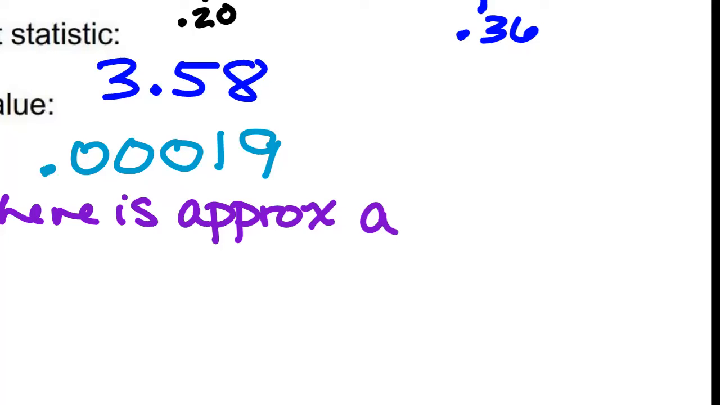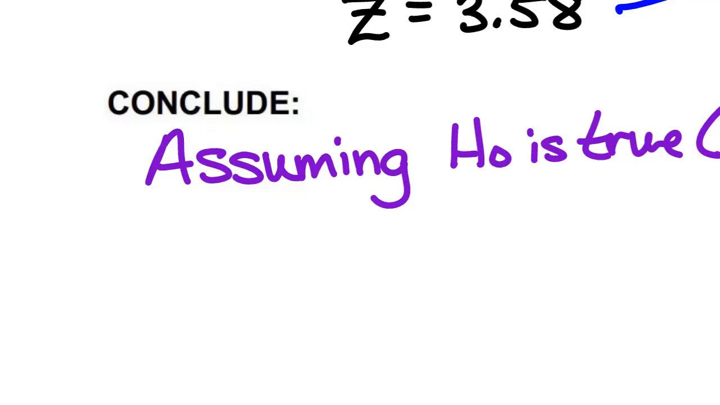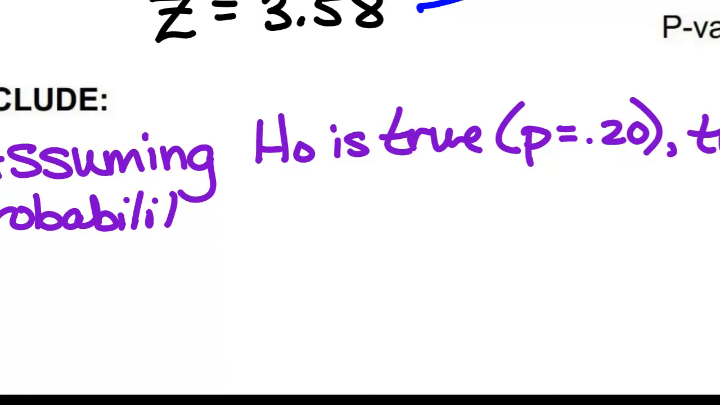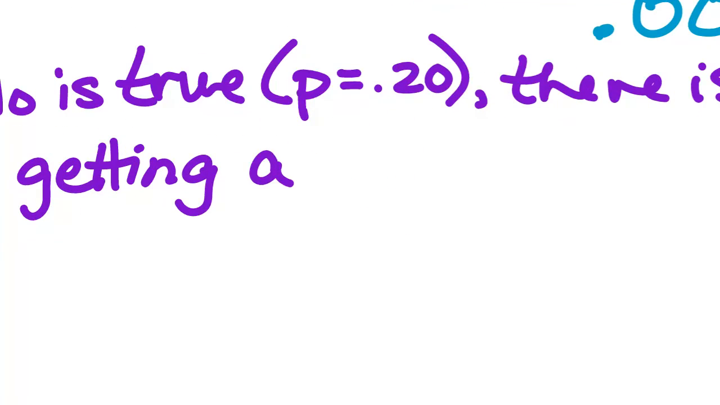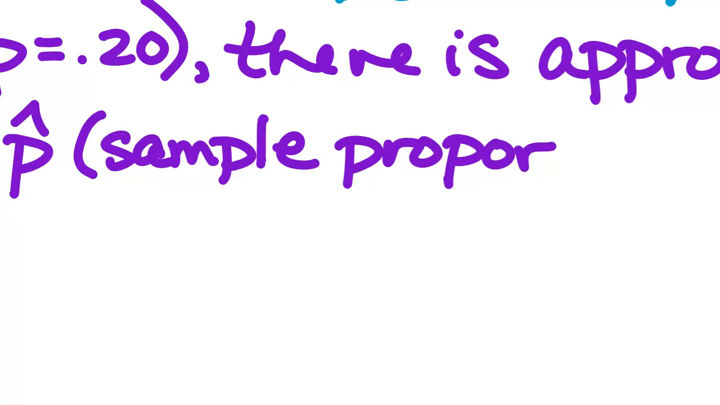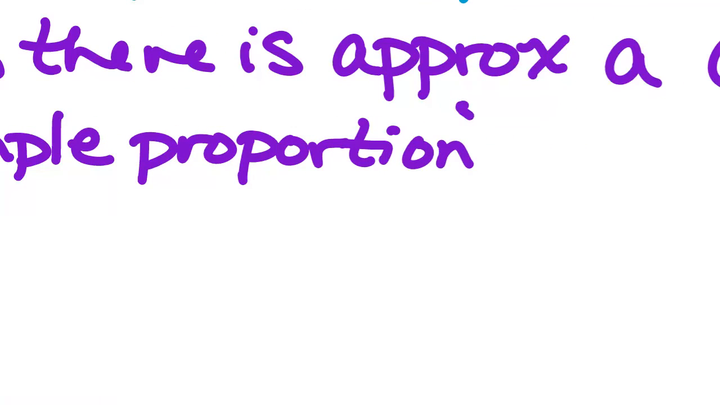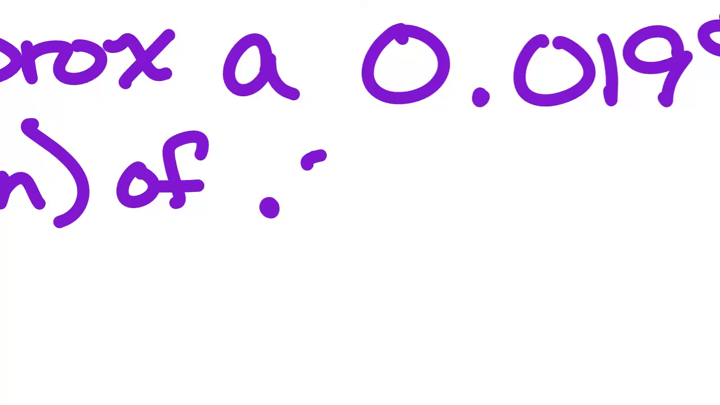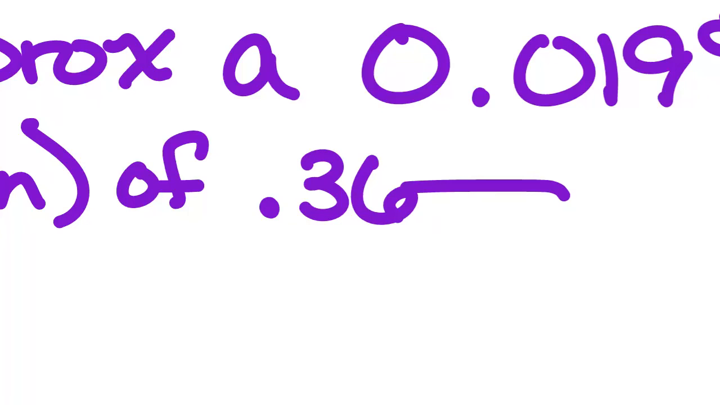There is approximately a 0.019% chance, or percent probability, of getting a p hat, or sample proportion, of what was our sample proportion? 0.36, right? 0.36 or more extreme.